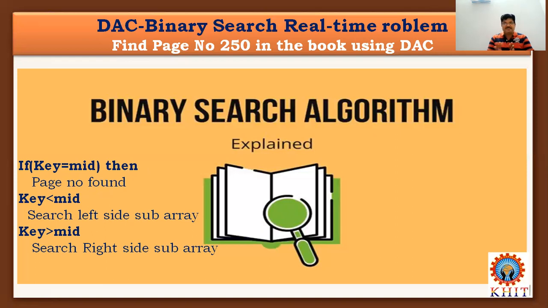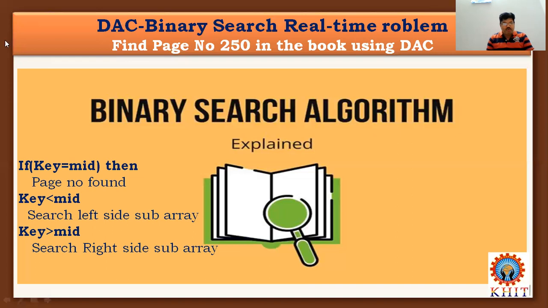Next one is, suppose you want to find page number 100, then what to do? Compare the middle element with the key element. What is the middle element here? 250. Compare 250 with the search element 100.